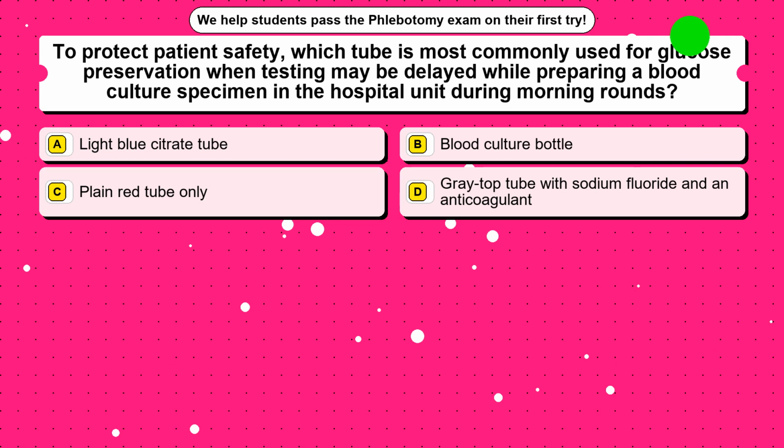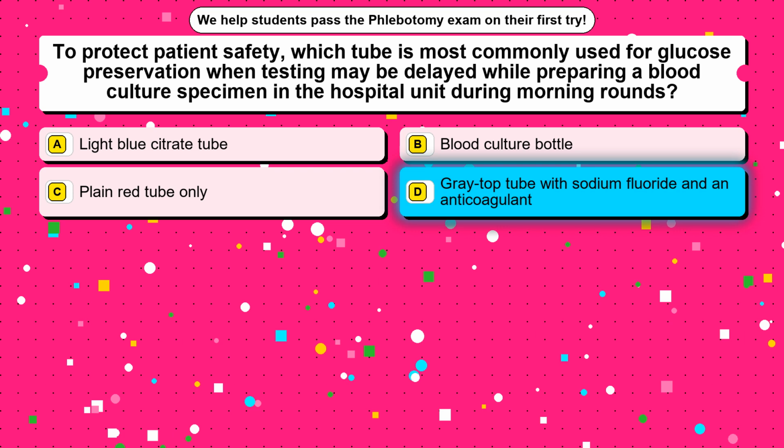Question 29. To protect patient safety, which tube is most commonly used for glucose preservation when testing may be delayed while preparing a blood culture specimen in the hospital unit during morning rounds? Option A, light blue citrate tube. Option B, blood culture bottle. Option C, plain red tube only. Option D, gray top tube with sodium fluoride and an anticoagulant.